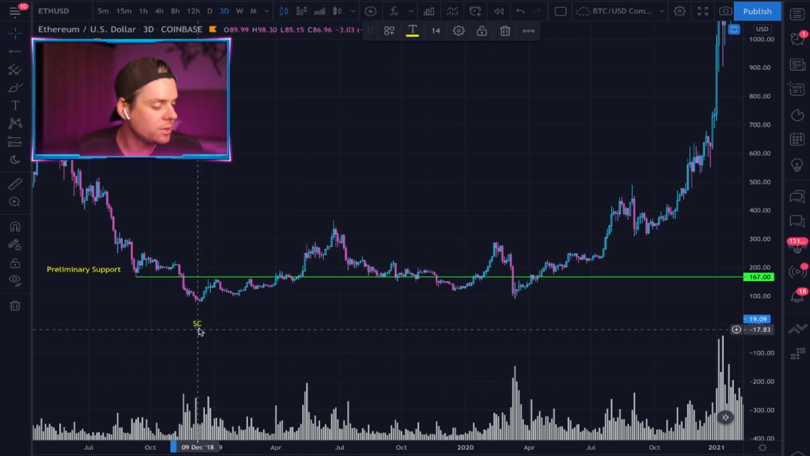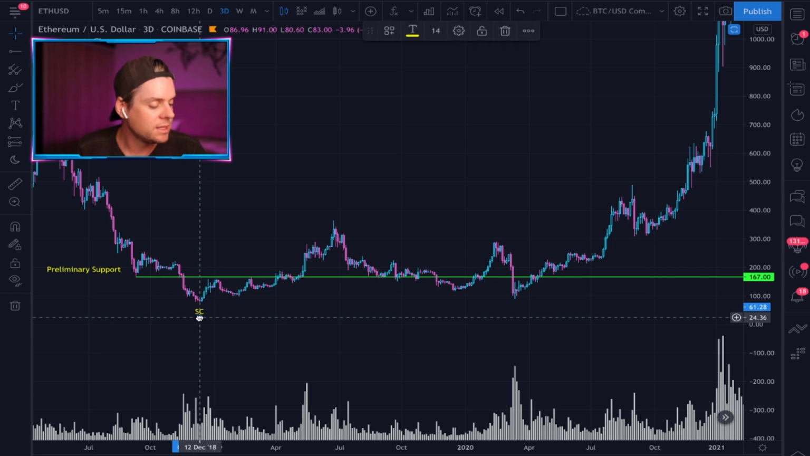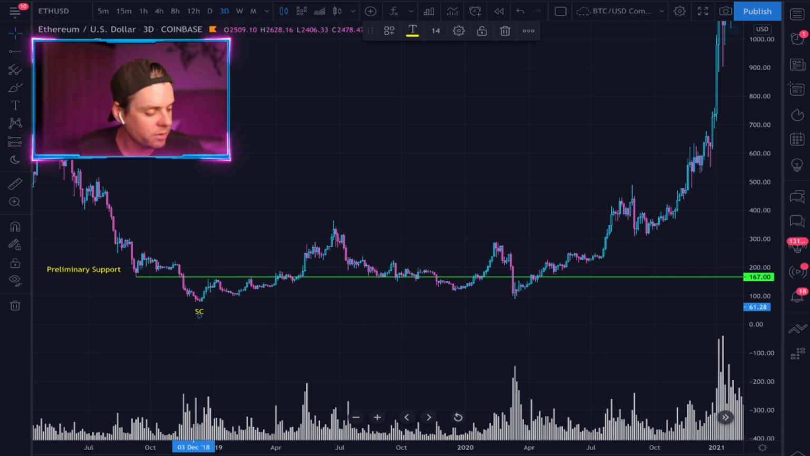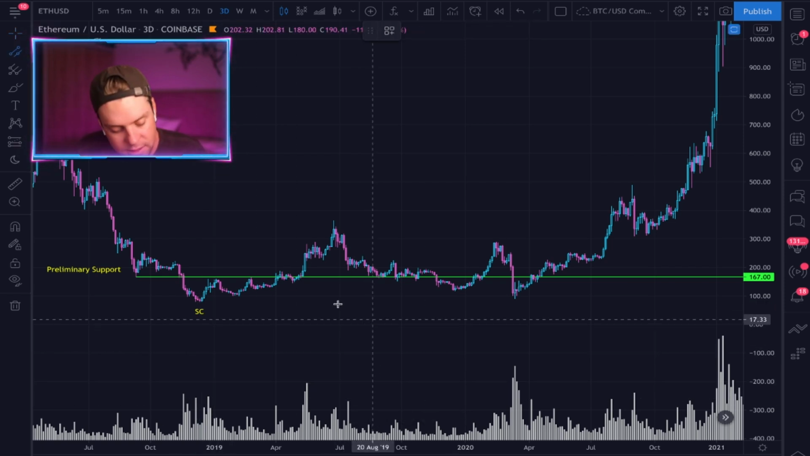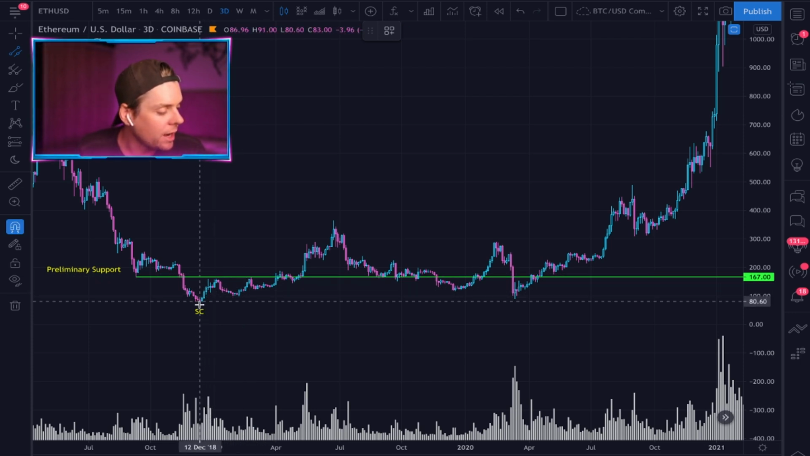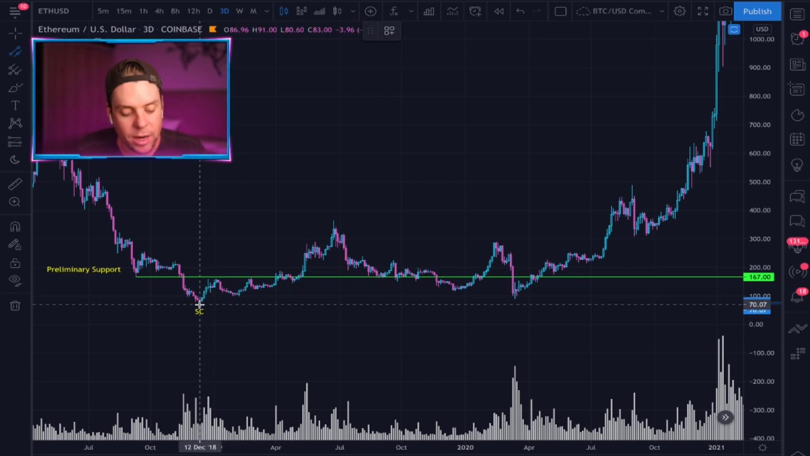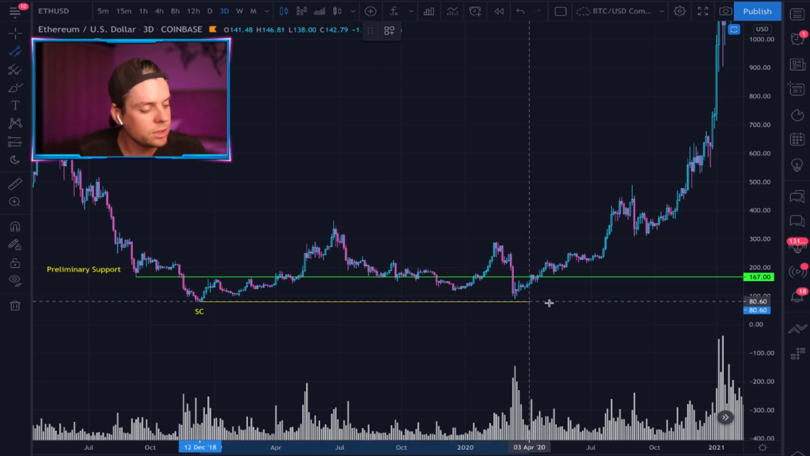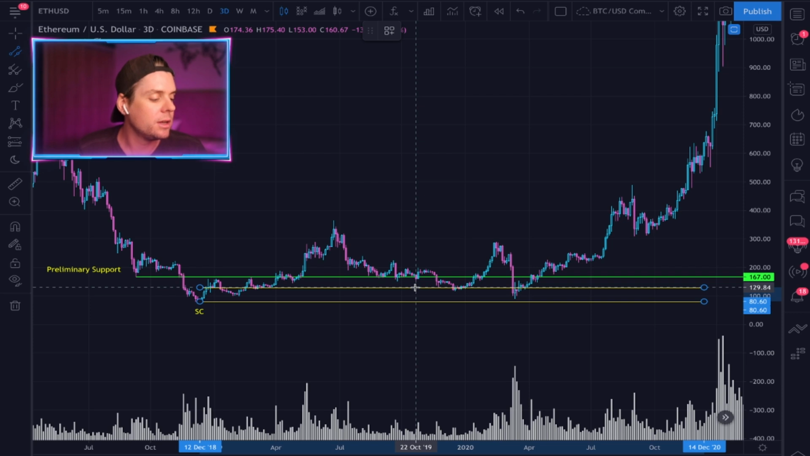Seller's climax is your SC. Seller's climax is not always the bottom of the range, but in this case it is. So that's usually where I go and open up a parallel channel. So I'll drag that across, holding down the shift key to kind of keep it straight. And I'm going to open that up to the automatic rally.